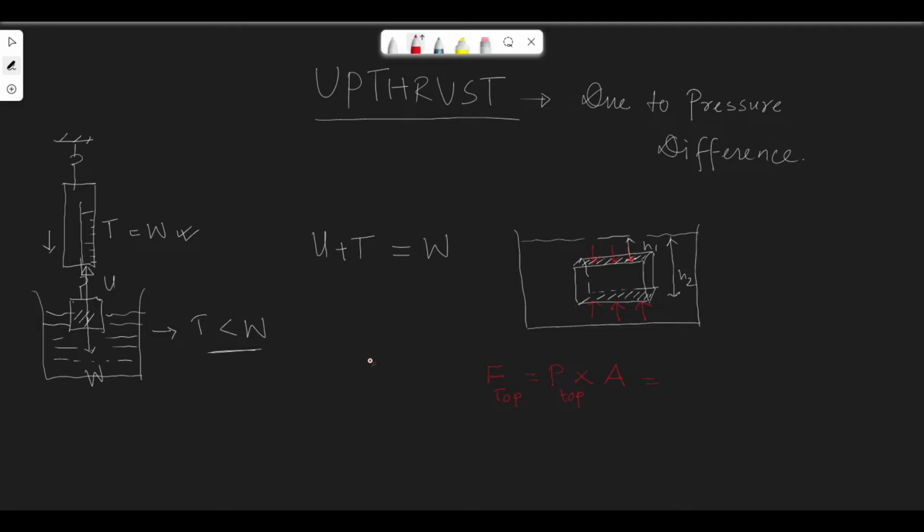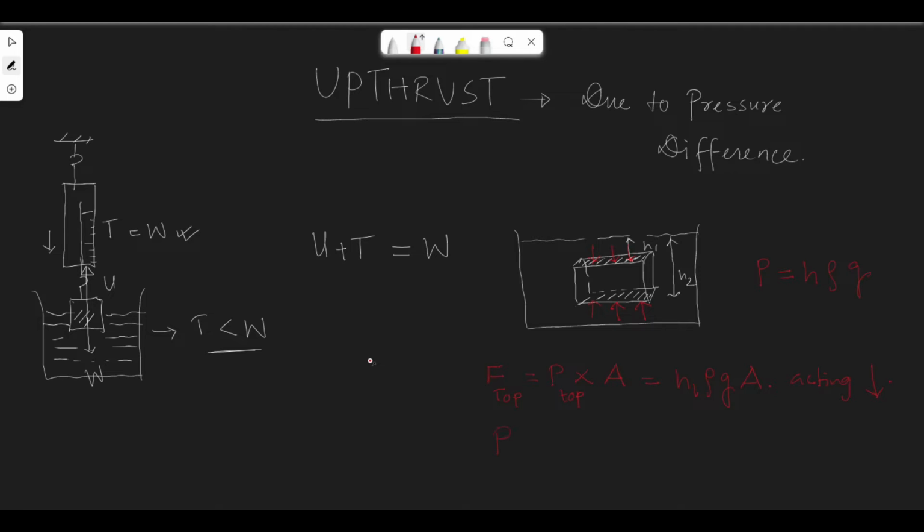So pressure on top is H1 rho g. This is the pressure equation due to the liquid. Pressure is H rho g. Here H is H1 because it is H1 depth below the water surface, multiplied with the area of the cross section. So this is the force that is acting on the top of the surface, which is acting downward. Remember, acting downward.